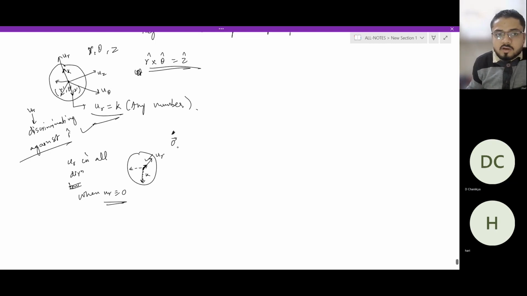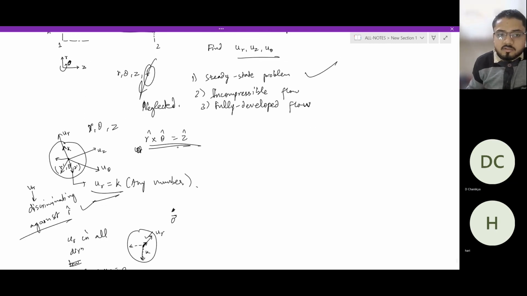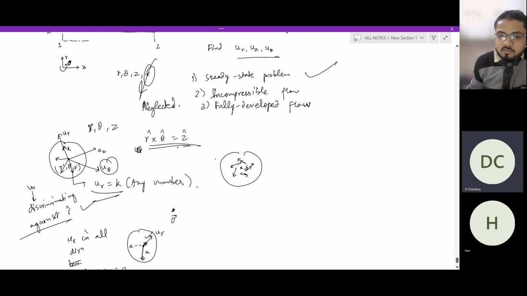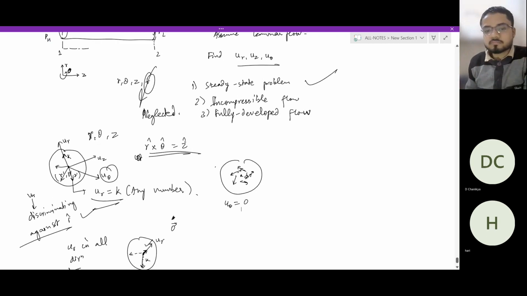So a similar analogy may be followed for u theta, because the u theta direction is also identical. For example, this is theta, right? The u theta would be saying that if this direction is having a non-zero component of the velocity, why not me? I'm also identical to this one, right? So the only way that u theta can be identical to all the directions would be when u theta is equal to zero.